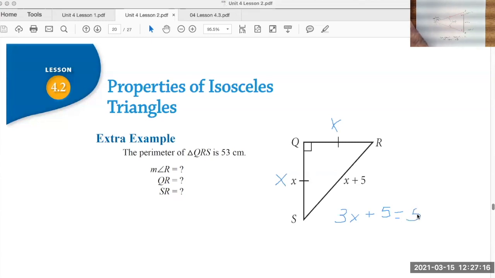Solving for x gives you one of the legs, and you know it's congruent to the other leg. So that gives you QR and SR. Note that Q is 90 degrees. It's labeled as right, it's 90. So in the previous lesson, you know that Q plus R plus S, those three angles, add up to 180, the triangle sum conjecture. So subtract 90 from 180, you're left with 90, so S plus R equals 90. You know the base angles of an isosceles triangle are congruent, therefore each of these angles must be 45 degrees.